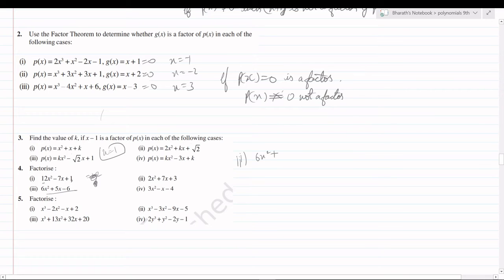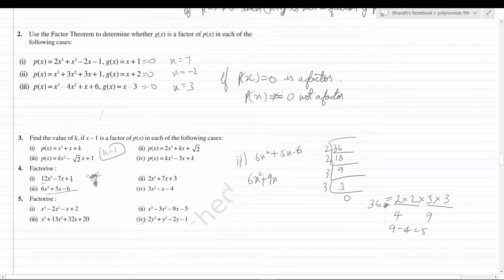6x squared plus 5x minus 6. So 6 times 6 is 36. Prime factorization: 36, 18, 9, 3, 3, 1. So 36 is equal to 2 into 2 into 3 into 3. So you should bring this whole thing in such a way that it should get the final answer as 5. So 3 into 3 is 9 and 2 into 2 is 4. So 9 minus 4 is equal to 5.